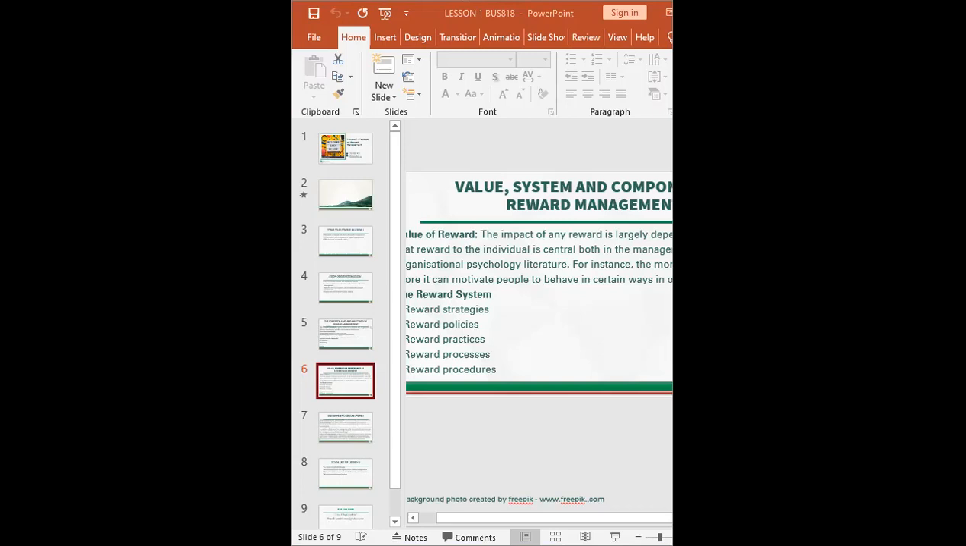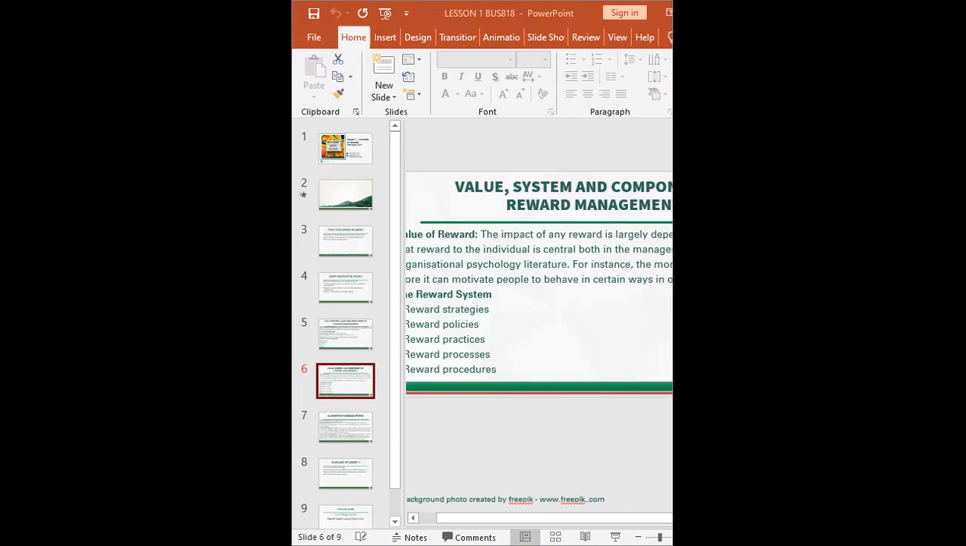Then we have reward processes. So here they said that it consists of the way in which policies are implemented and practices carried out. So there's always a process in every organization. For instance, you can't just do something. It has to go through process, maybe from the top management, the middle management, or whatever, but it has to go through a process before the thing is now actualized. So these are actually one of the approaches to reward system.